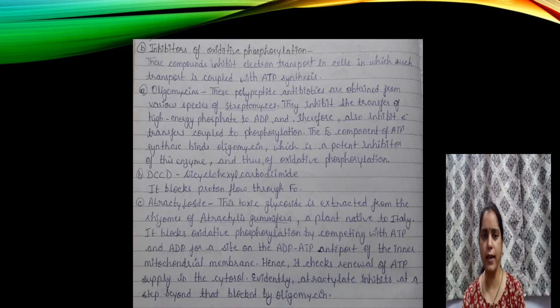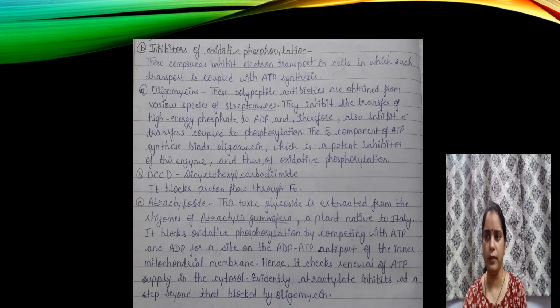Then the next one is atractyloside. This toxic glycoside is extracted from the rhizomes of Atractylis gummifera, a plant native to Italy, and it blocks oxidative phosphorylation by competing with ATP and ADP for a site on the ADP-ATP antiporter of the inner mitochondrial membrane, and hence it checks renewal of ATP supply in the cytosol. That means ADP cannot enter, so it cannot be converted into ATP, and evidently atractyloside inhibits at a step beyond that blocked by oligomycin.